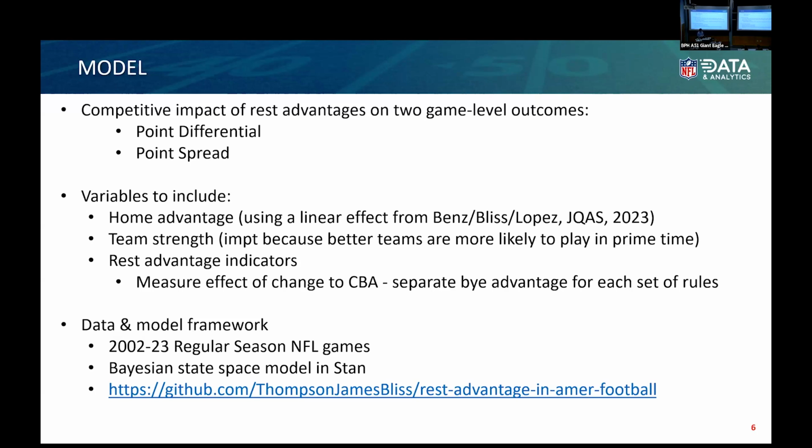In our model, we're going to include a variable for home advantage and team strength. These are both things that we don't necessarily care about in this analysis. We're not actually doing this analysis to get a value for home advantage or a value for team strength. We are doing that to account for things that we know affect the point differential and the point spread. Home advantage, we're using a linear effect based on some past research that Michael Lopez and Luke Benz were involved with. And team strength, we have to include because, as I stated, certain teams are more likely to be on Monday night and Thursday night football than other teams. So we have to take that into account.